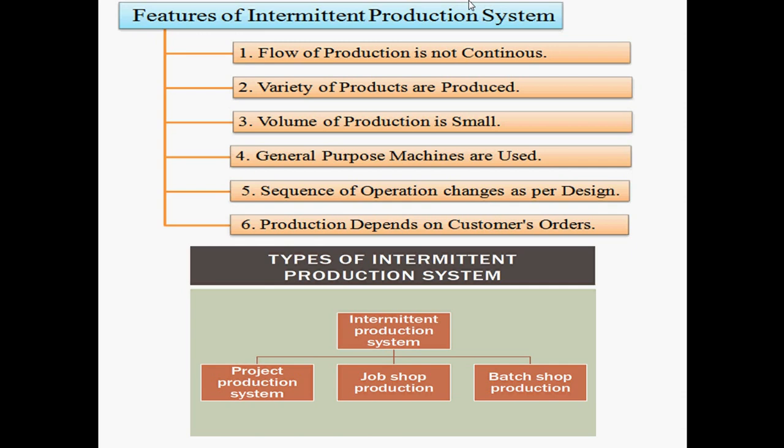Here maximum scheduling is required. Then production depends on your customer order. That means it depends on customer order only. Is it clear? Now next we are discussing this type of intermediate production system in three parts. One is batch shop, job shop, and project system. Okay, so in batch shop we have batch wise production.